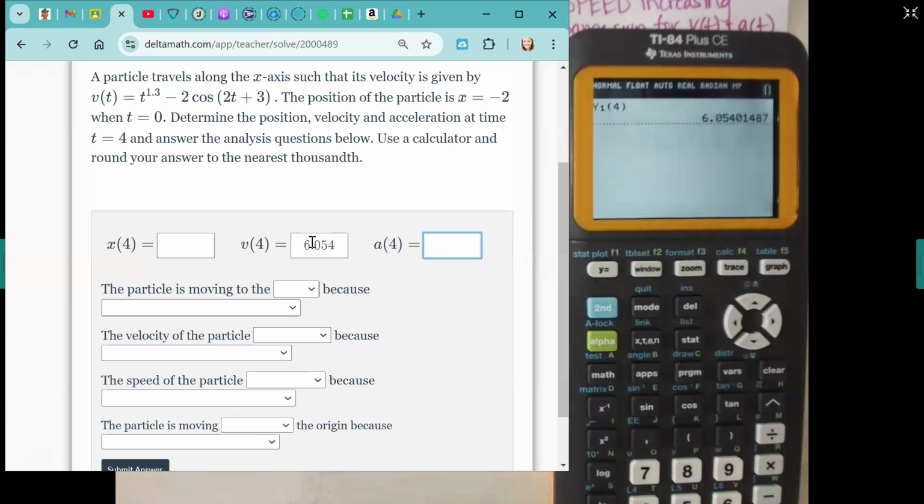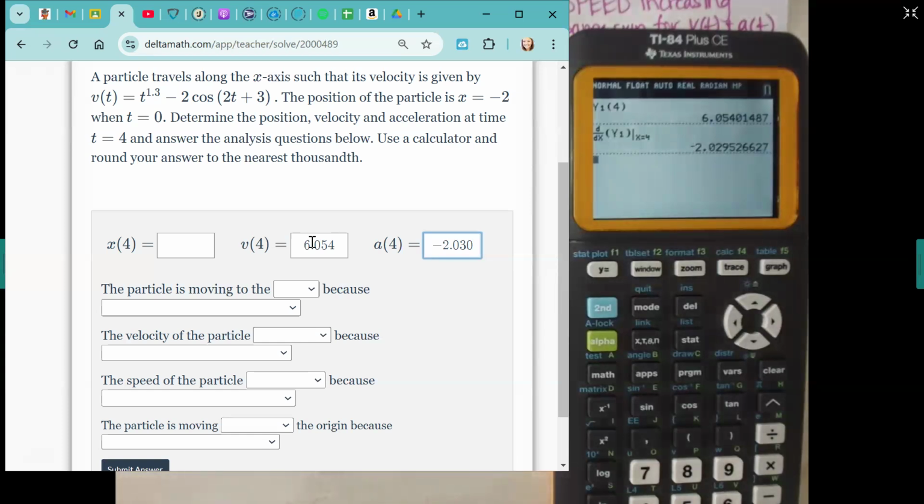Slope or derivative. So push math 8. D dx, alpha trace Y1. I want the derivative at 4. Look at my calculator. You should get that. 2.029 is going to go to 030. Okay, we need help. Good.